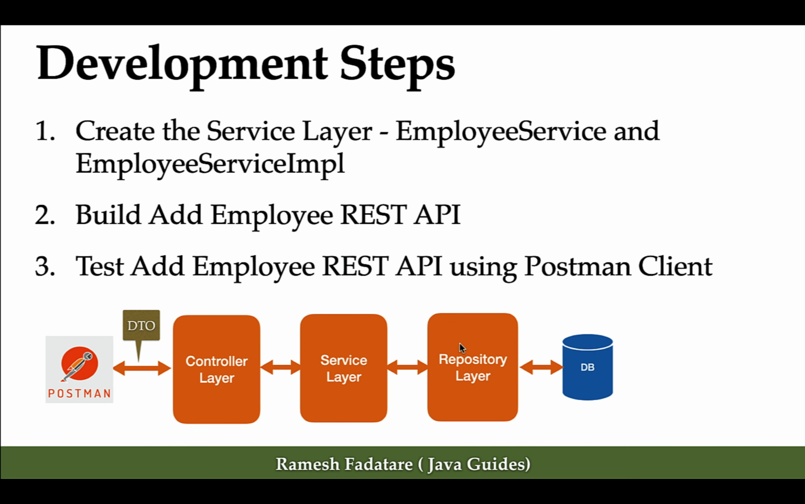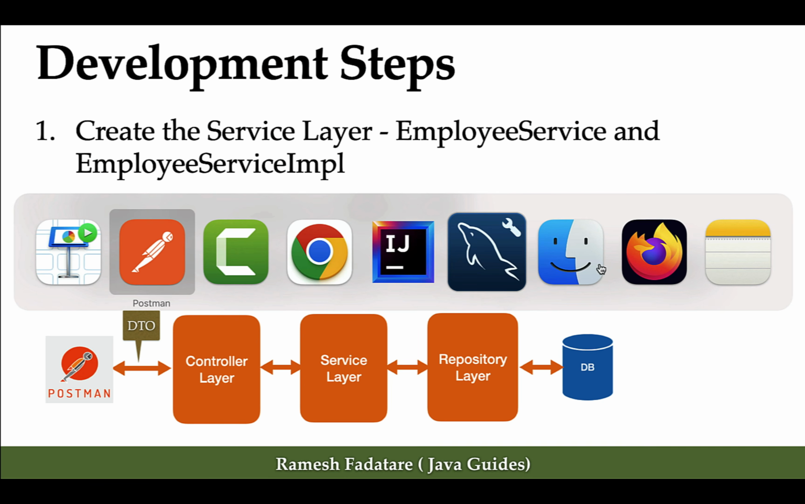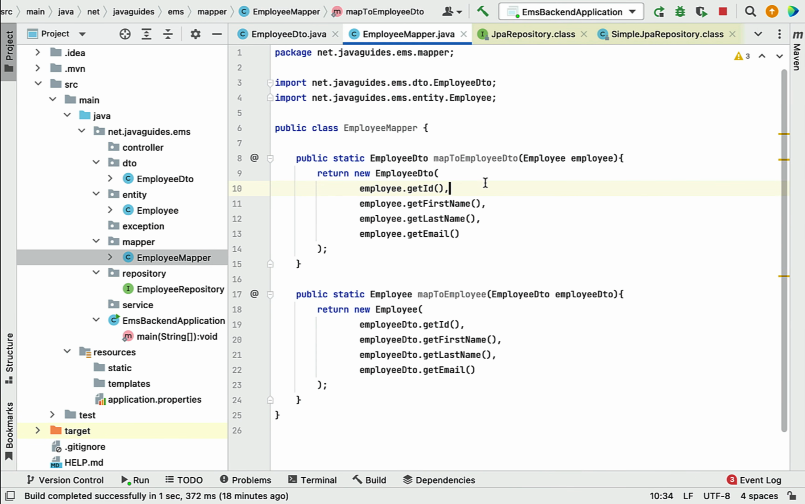Well, we have already created the repository layer, so we don't have to write any methods in the repository layer as of now. So let us first create the service layer, and then we'll build the REST API in the controller layer. Okay, so to create the service layer, we'll create an EmployeeService interface, and then we create an EmployeeServiceImpl class that implements the EmployeeService interface. Next we'll build the add employee REST API in the controller layer, and next we'll test this add employee REST API using Postman client.